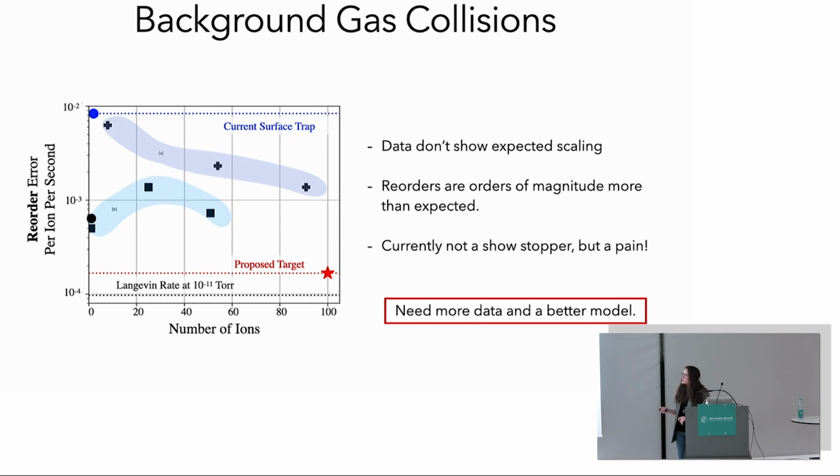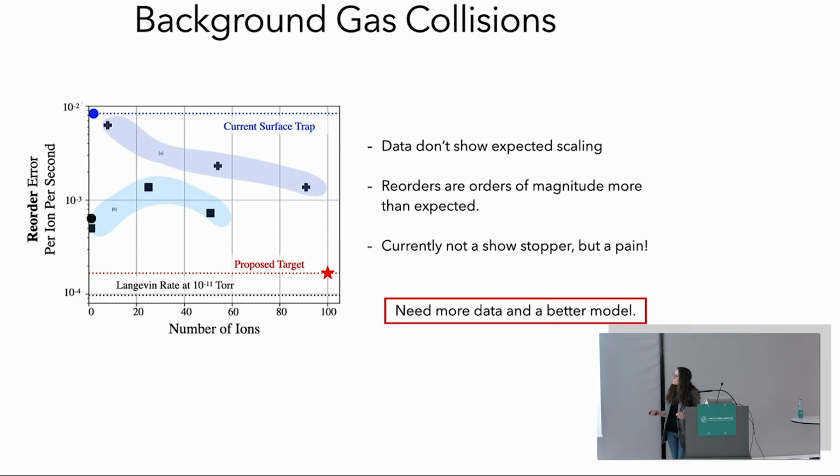So on the x-axis, we have the number of ions in the chain. This is taken from the literature, mostly from Innsbruck. These are 2 different papers, both from Innsbruck. And on the y-axis, we have the reorder error per ion. So you'd expect that the reorder error per ion would stay constant. But you actually see this downward trend, which is pretty weird. And also these are many orders of magnitude higher than the rate that you would expect from a simple understanding of the collisional cross-section.